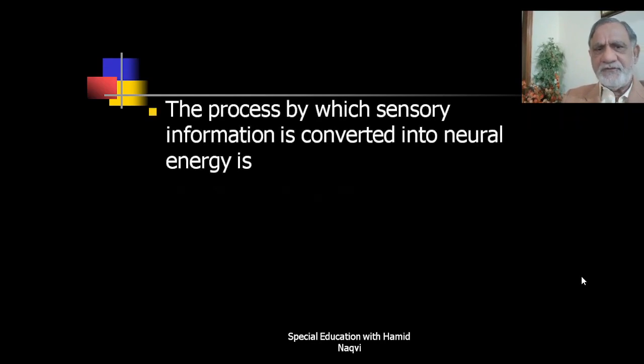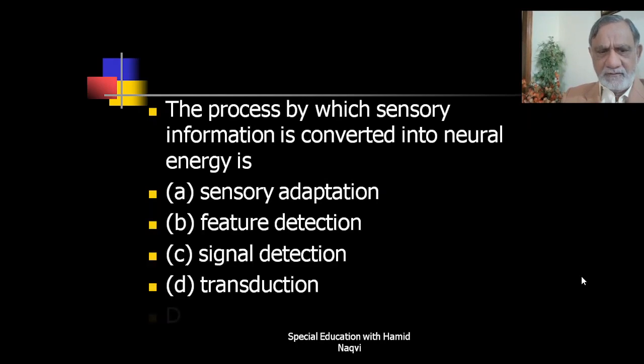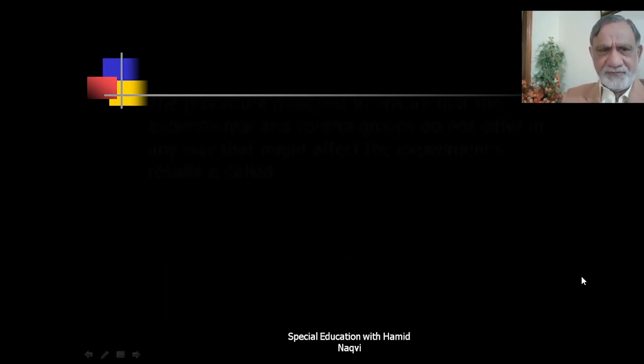The process by which sensory information is converted into neural energy is? Correct one is again the last one, transduction.